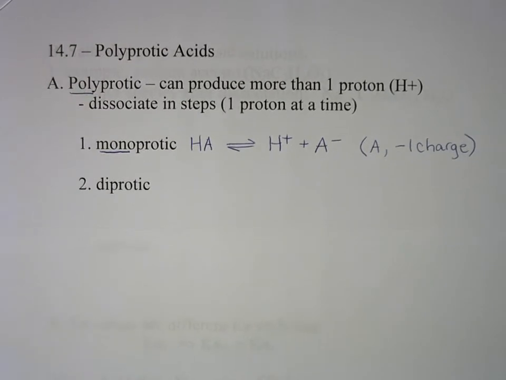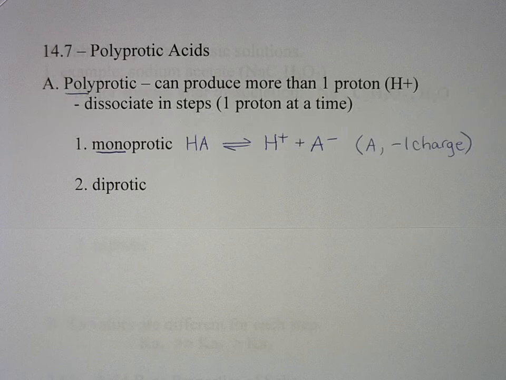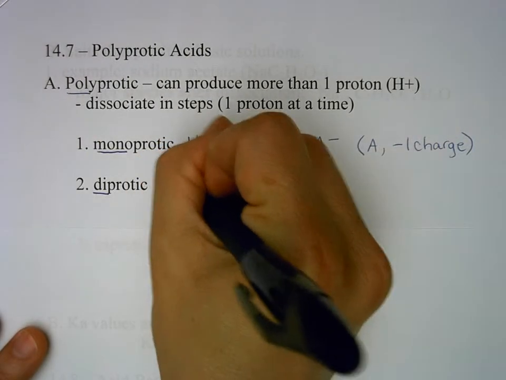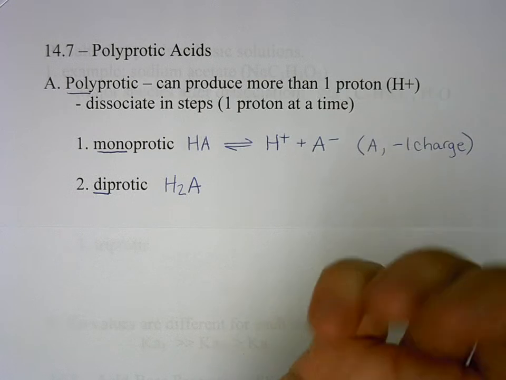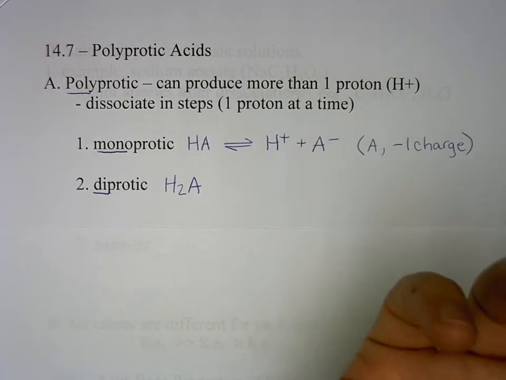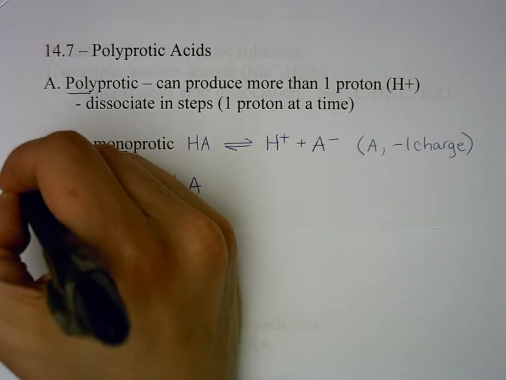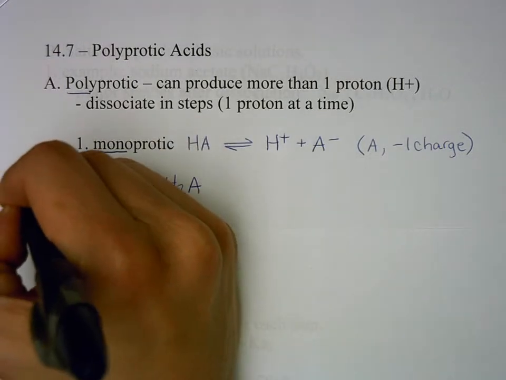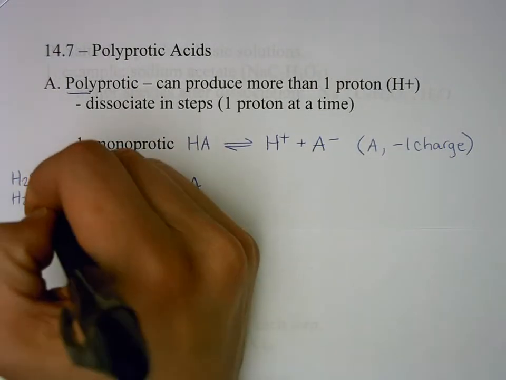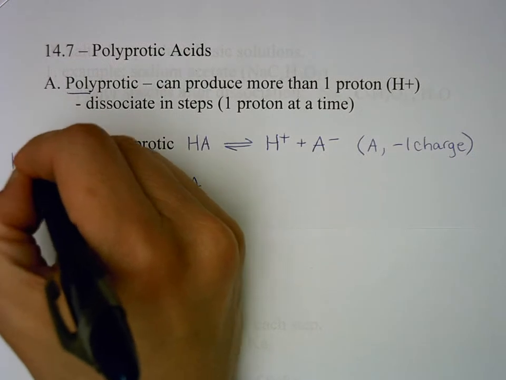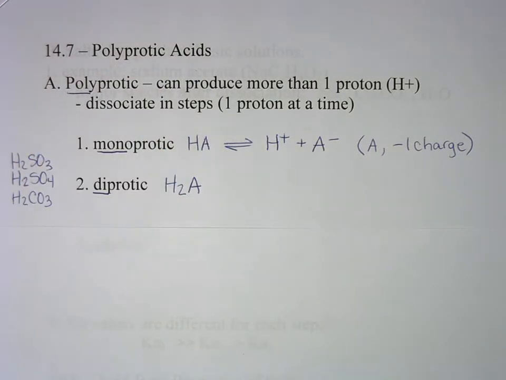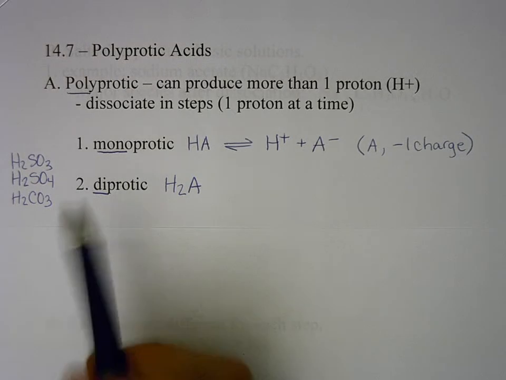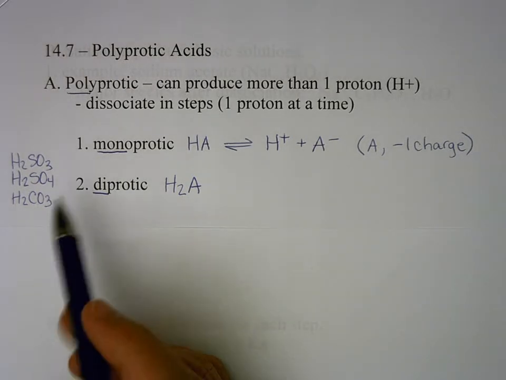Diprotic, how many hydrogens do you think diprotic has? Two. Okay, so that would be H2A. What would be an example, a real life example? H2SO4, sulfuric acid, H2CO3, carbonic acid, H2SO3, sulfurous acid. These are all examples of diprotic. They can either be strong or weak. The only strong one here is which one?